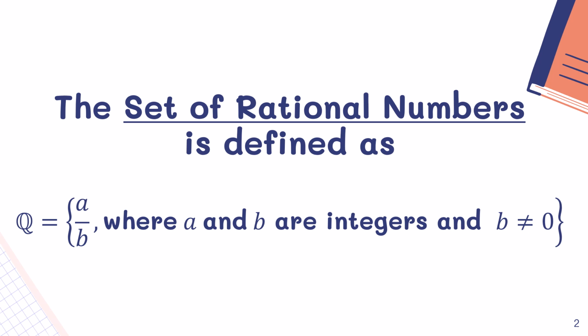The set of rational numbers is defined as the set Q. We remember this symbol from earlier in the semester. Q stands for the word quotient, quotient meaning fractions. So the set Q is the set of all numbers A over B, where A and B are integers and B is not allowed to be 0. A and B can be any integer. That means they can be positive, they can be negative. A is allowed to be 0, but B is not.